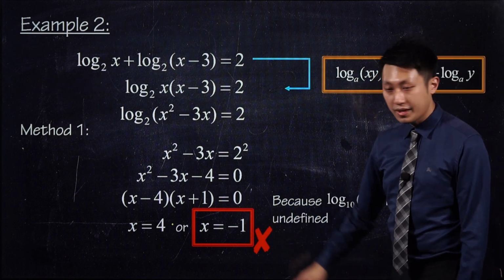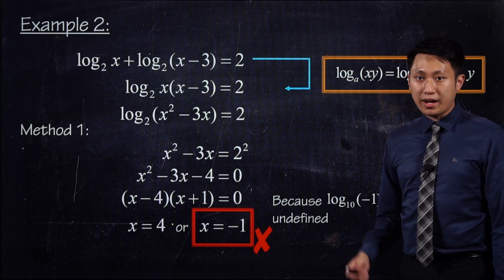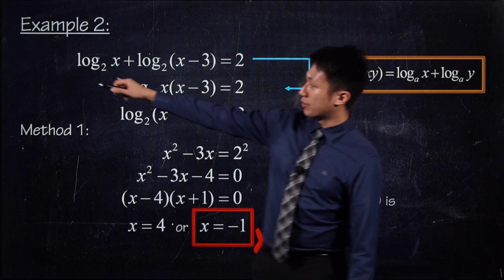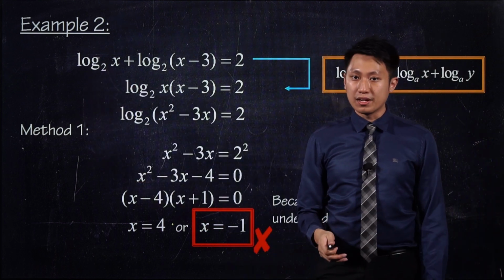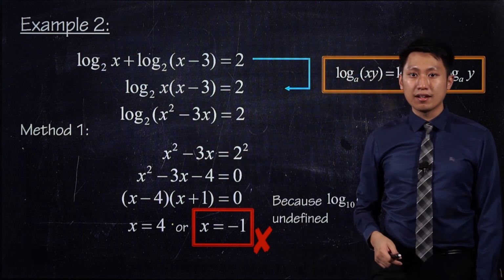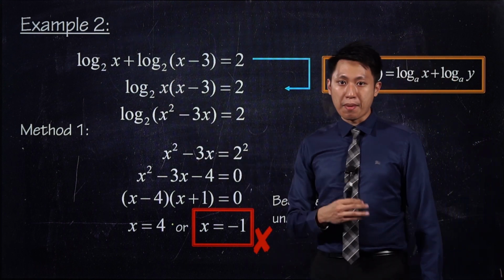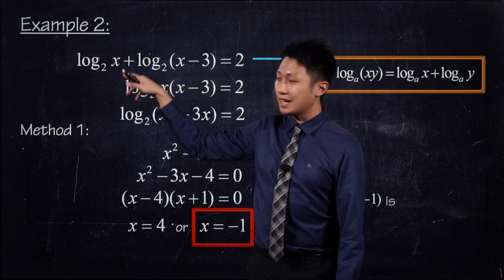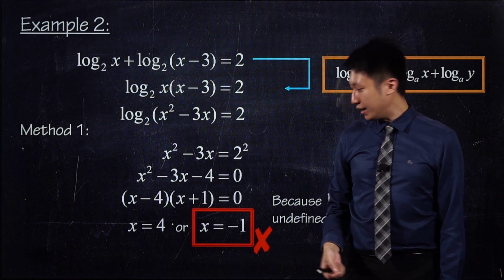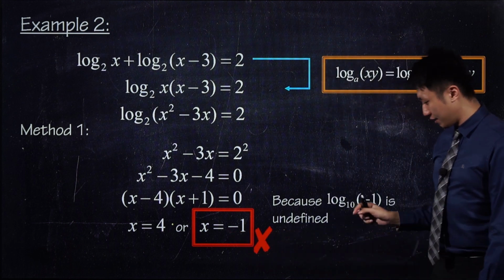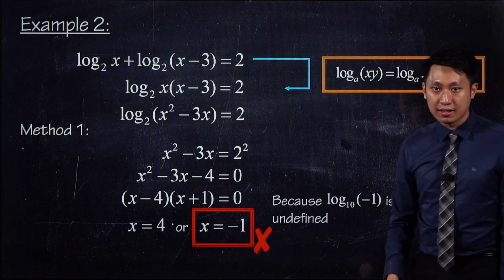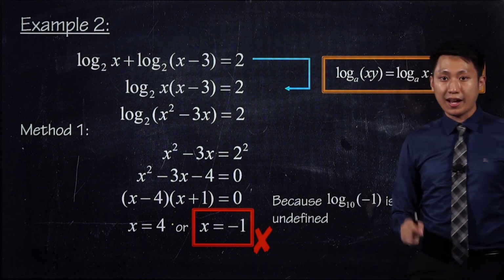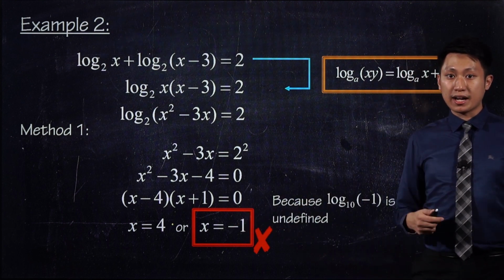How about this one? x equal -1. When you substitute x equal -1 into here, and if you are not familiar, then try to check your calculator, and you should be getting what? Math error. Why? Because whenever you have log, the inside cannot be negative. That's why this is undefined. Log 10 -1 is undefined. That's why this is not an answer. Remember to check your answer.